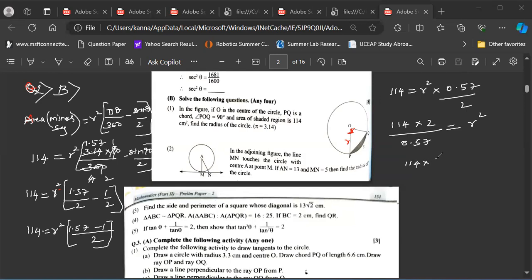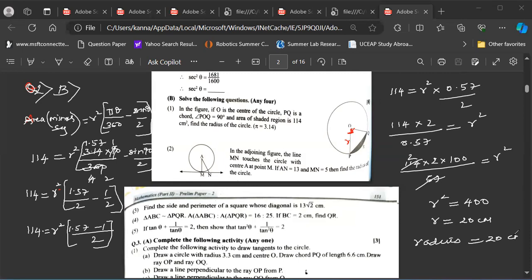114 into 2 into 100, if I shift the decimal by 2 places, then on top I should put 1 and 2 zeros. And this will become 57 equal r square. So 57 twos are, so ultimately I get r square equal 400. Actually, I need not show 400, 4 into 100, but 400 I'm writing. So r equal 20 centimeter. So what is the radius of the circle, children? Radius equal 20 centimeter. So I hope everybody understood this sum, children.